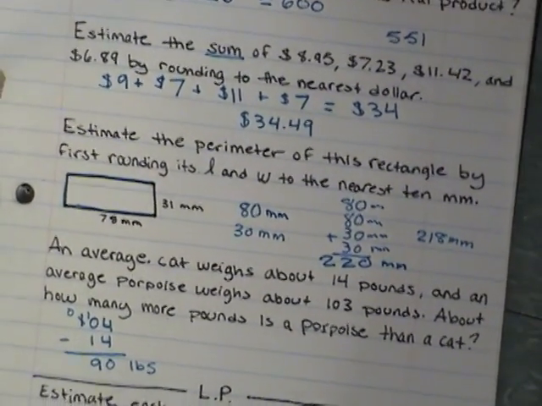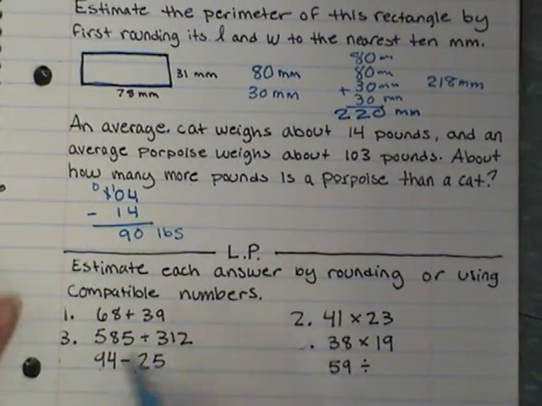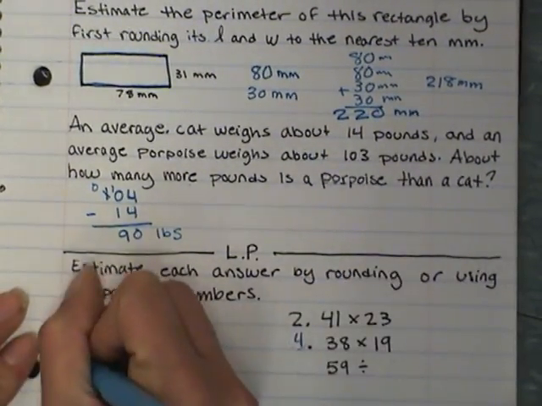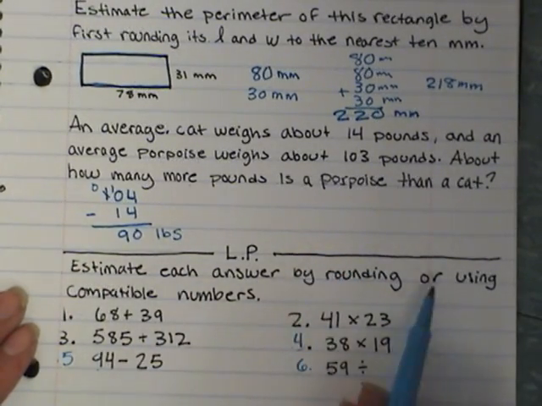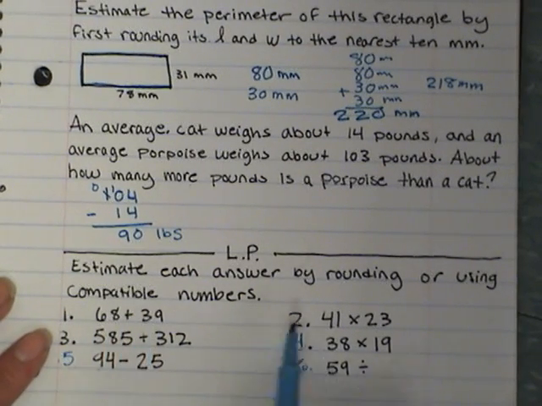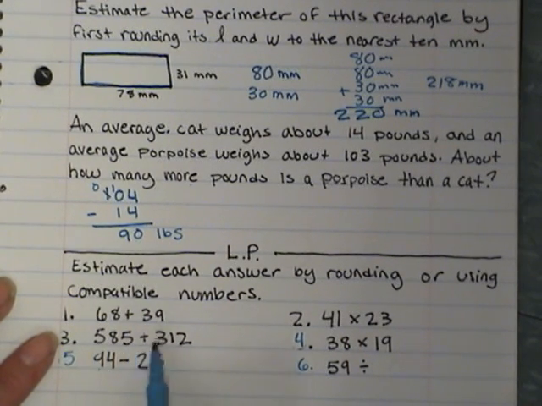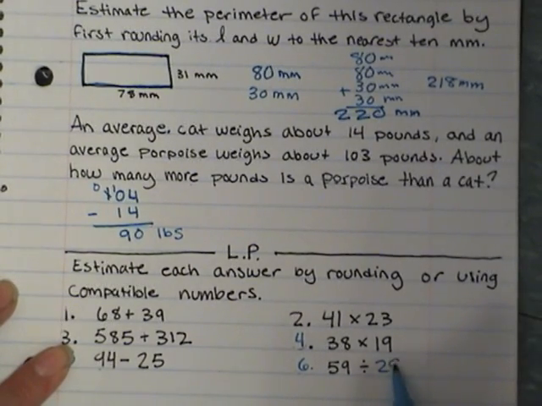All right, and here's your lesson practice. Estimate each answer by rounding or using compatible numbers. Number 1, 68 plus 39. 2, 41 times 23. 3, 585 plus 312. 4, 38 times 19. 5, 94 minus 25. And 6, 59 divided by 29.